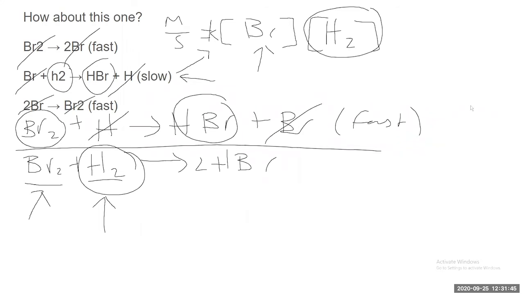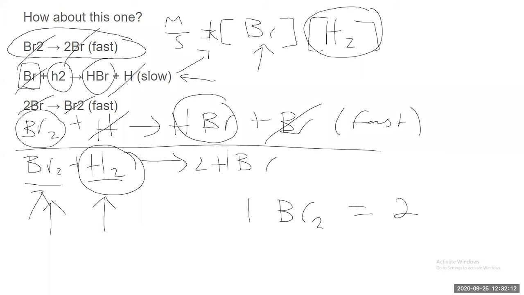Why is it Br? Because Br is in the slow mechanism, so we can write that as part of our rate law. But Br is not part of our overall reaction, so we need to make some substitutions. We can use this equation right here. It gives us 1 Br2 is equal to 2 Br according to our fast equation up here. All we need to do is solve for 1 Br. So in other words, that would give us 1/2 Br2 is equal to 1 Br.